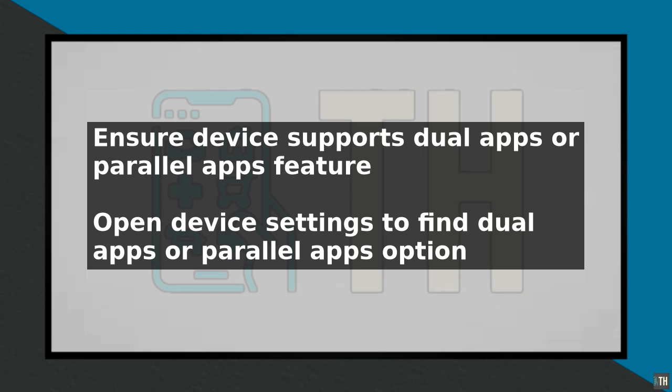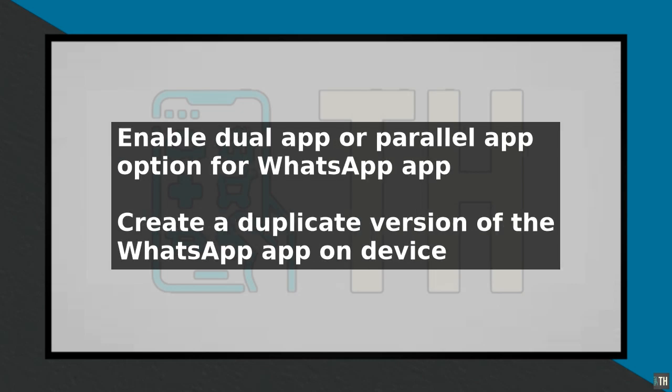Enable the Dual App or Parallel App option for WhatsApp. This will create a duplicate version of the WhatsApp app on your device. Now open the duplicate WhatsApp app and register with your second phone number. If you have already registered this number on another device, you will need to deregister it first.